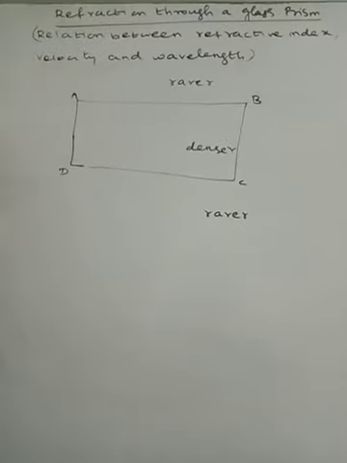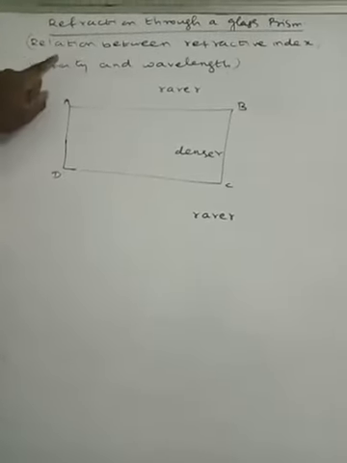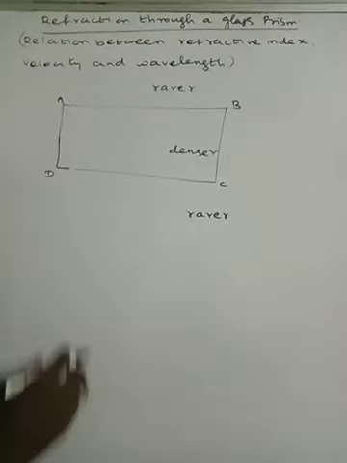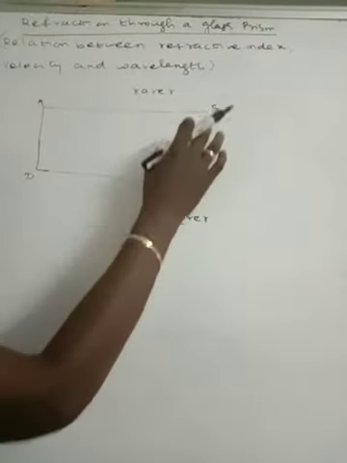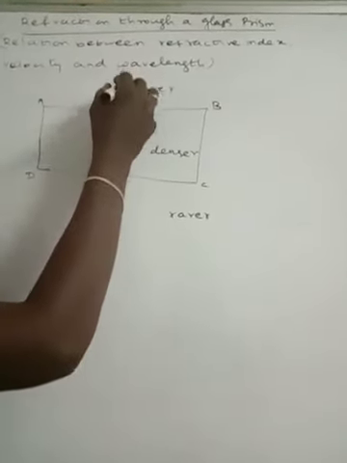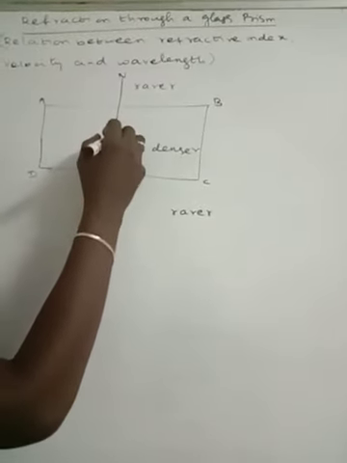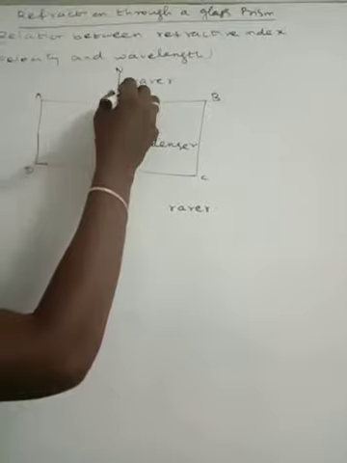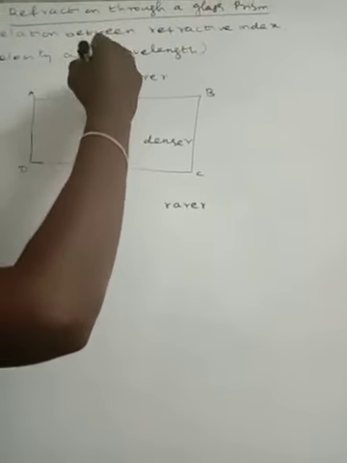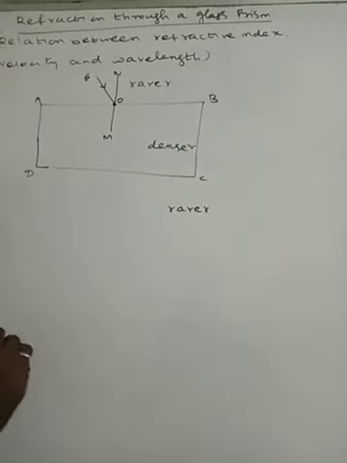Today we are going to learn about the topic refraction through a glass prism, relation between refractive index, velocity and wavelength. Now take a rectangular glass prism. Draw the normal lines N and M, and the ray incident at a point O. EO represents an incident ray.